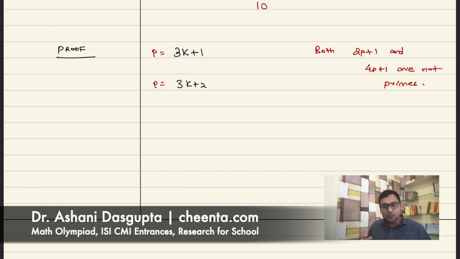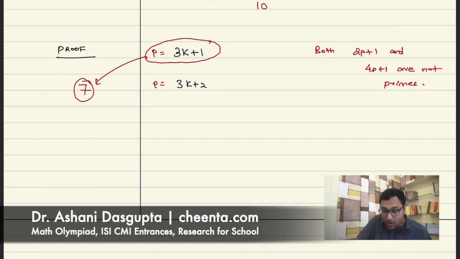So let's work with the first category. Let's work with prime numbers of the form 3k plus 1. So this will be applicable for prime numbers such as 7, because 7 gives remainder 1 when divided by 3. Can you tell me a few more prime numbers which are of the form 3k plus 1? Okay, so now let's go back to this. We want to show if p is of the form 3k plus 1, both 2p plus 1 and 4p plus 1 are not prime numbers.